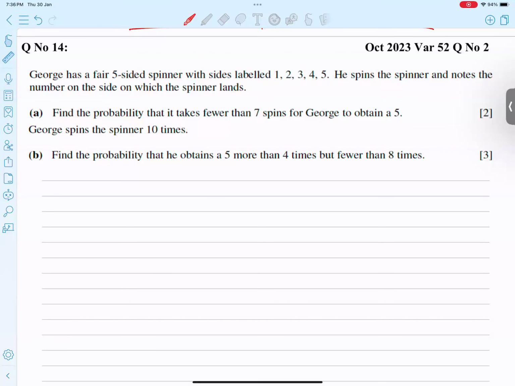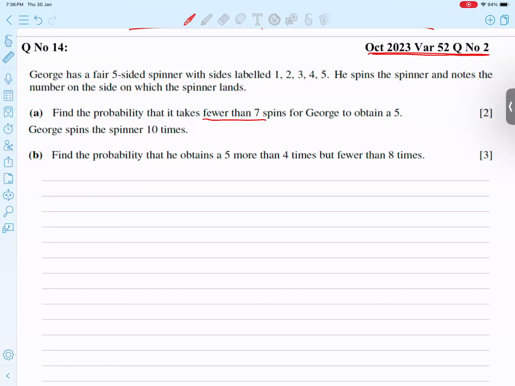Bismillahirrahmanirrahim. This is October 2352 variant question number 2. George has a 5-sided spinner with faces labeled 1, 2, 3, 4, 5. He spins the spinner and notes the number the spinner lands on. Find the probability it takes fewer than 7 spins for George to obtain a 5.